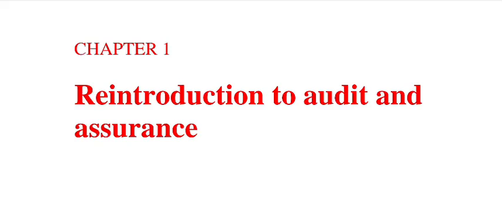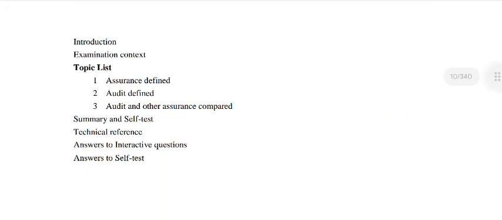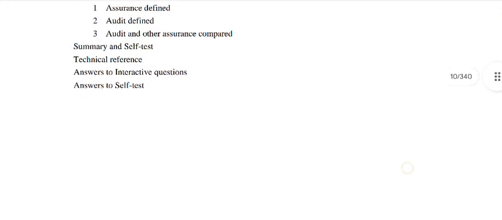Chapter 1. Reintroduction to Audit and Assurance. Introduction, examination context, topic list, assurance defined, audit defined. Audit and other assurance compared. Summary and self-test. Technical reference, answer to interactive questions, answer to self-test.